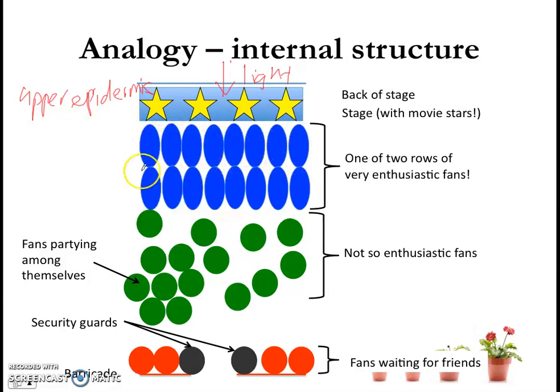So all very closely packed, right? This is a bit like my palisade mesophyll, right? Closely packed cells, all very near the stage, very near the upper epidermis. And of course, behind the stage, we have some not so enthusiastic friends. They're maybe waiting for their boyfriend or girlfriend to cheer their hearts out or something. They're walking around, loitering around, and they have a greater number of spaces in between them.